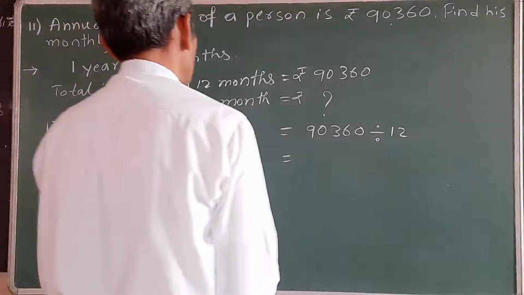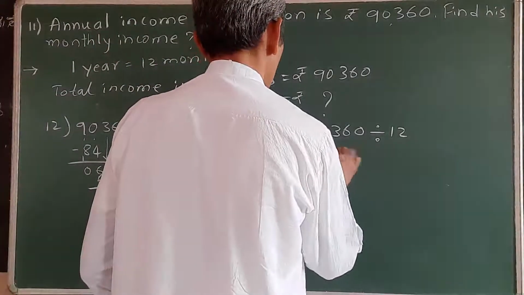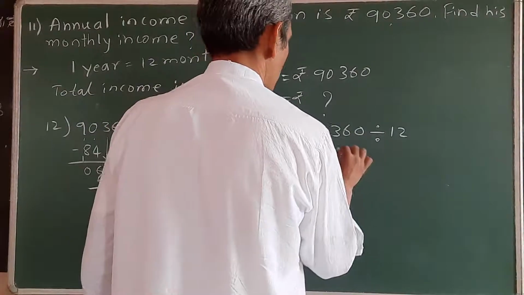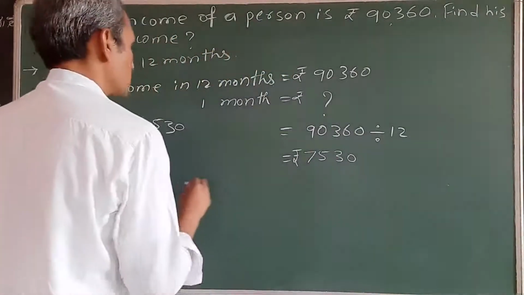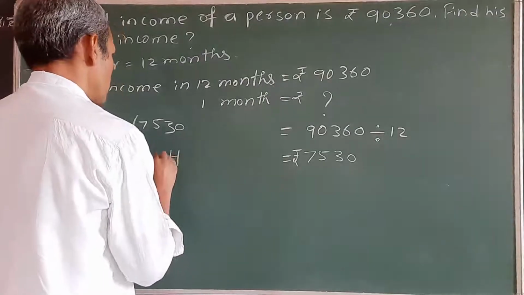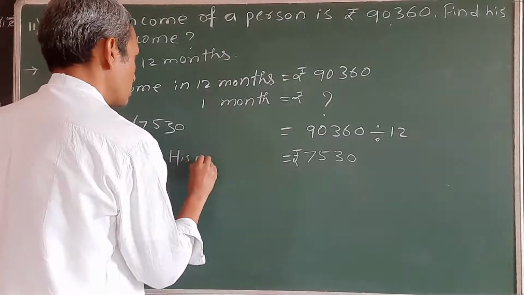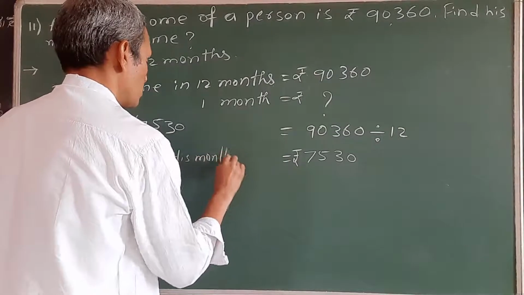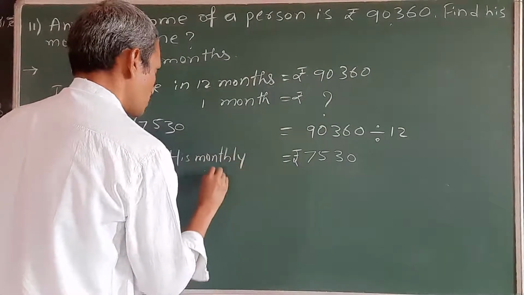His monthly income is 75 rupees, 7530. Therefore his monthly income is this much.